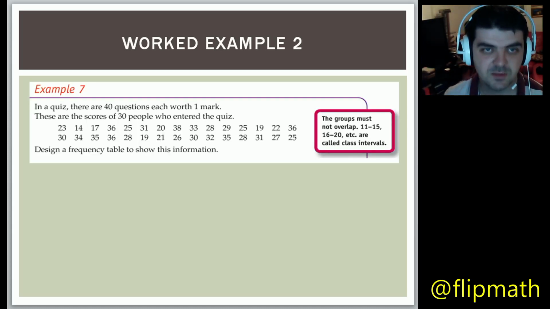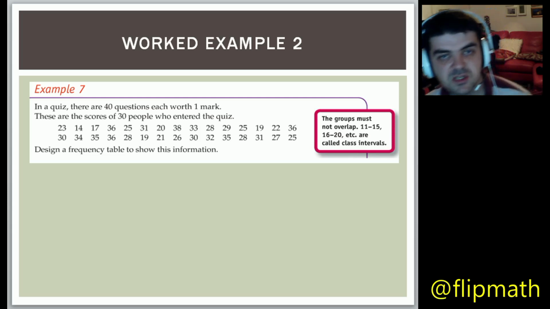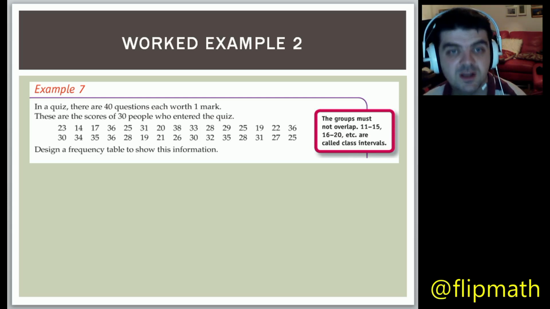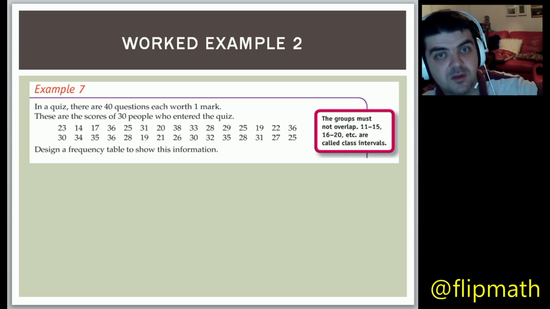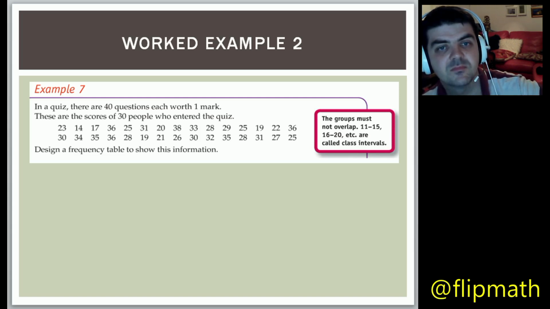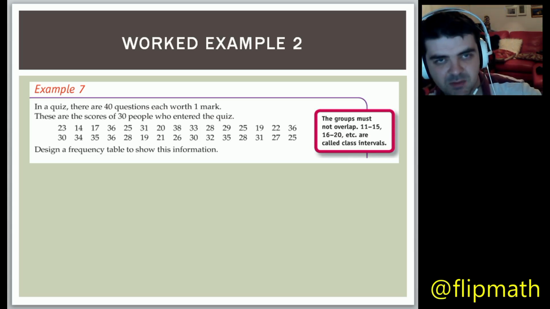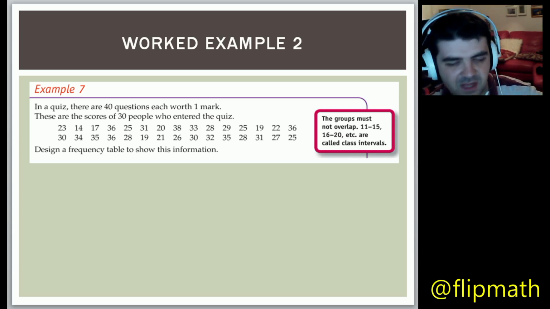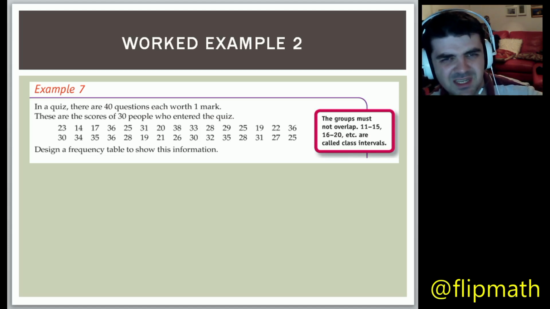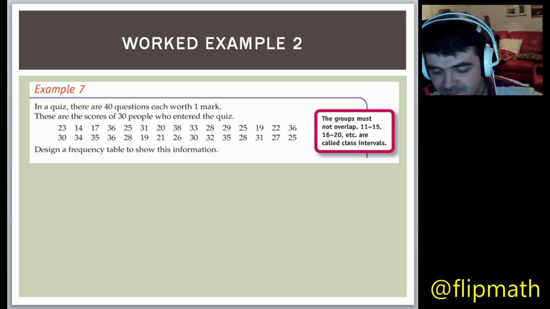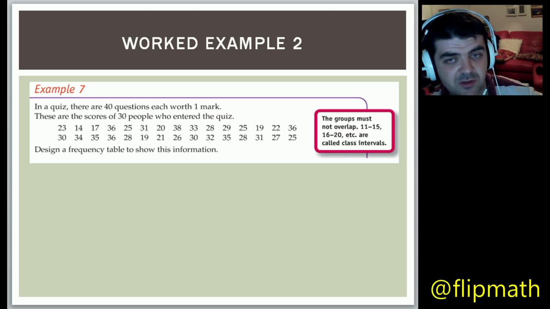Let's look at another example. In a quiz, there are 40 questions, each worth 1 mark. These are the scores of the 30 people who entered the quiz, and there's your results. Now, you could make a table with 14, 15, and see the number of occurrences, but in this case, that table would be very, very big and might be overly complicated. So what we'd like to do is group the data together, and it says the groups must overlap on the right.